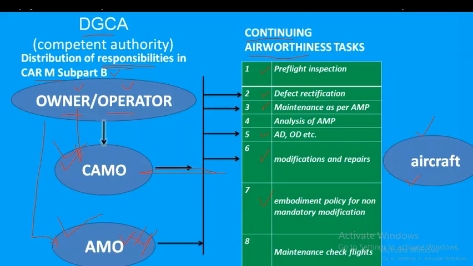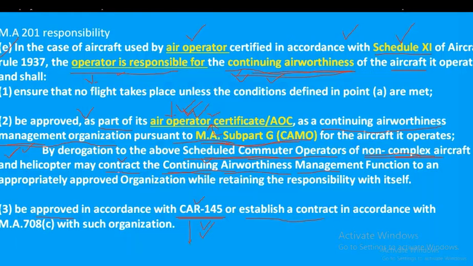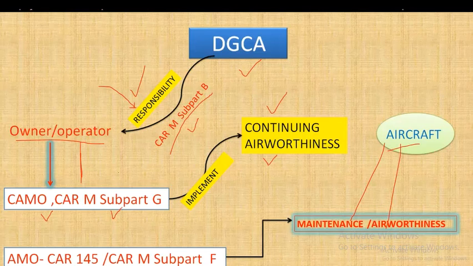I will answer. But before studying this, you should understand the different types of operators, what service they are providing, and whether they are working as per a schedule or not. If you understand this much, you will clearly understand the different types of operators and different responsibilities. Another thing, every operator needs a KMO approval and a maintenance organization approval. What type of maintenance organization approval they need depends on what type of aircraft they are using and what type of operator they are.